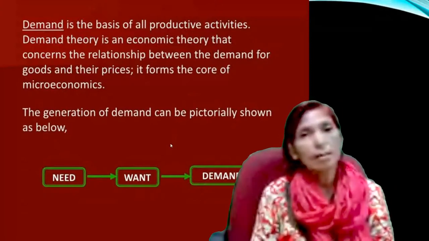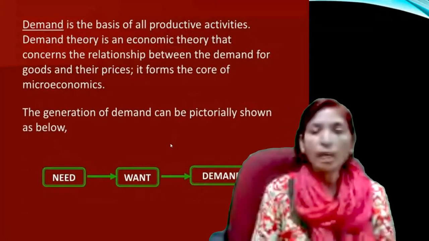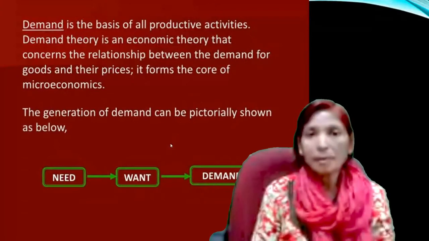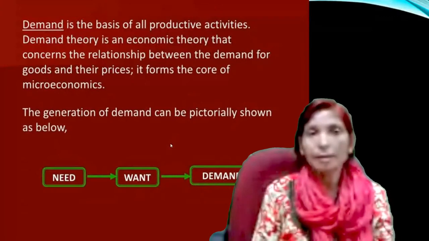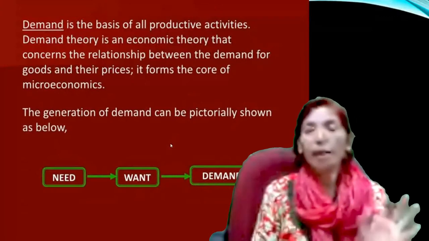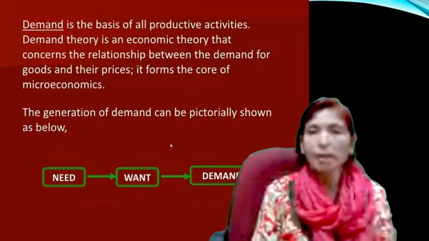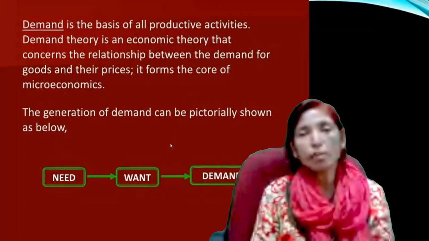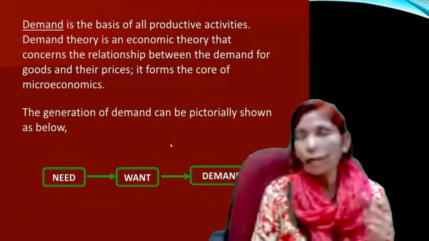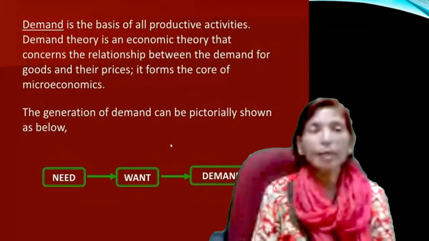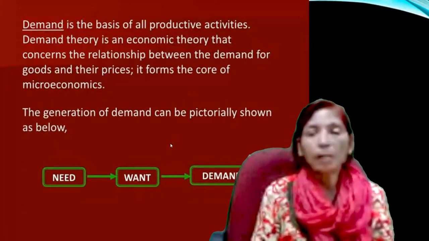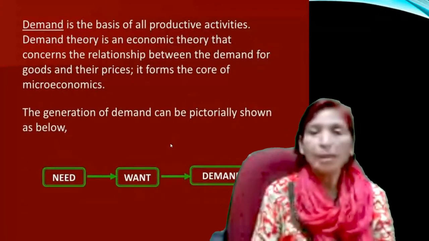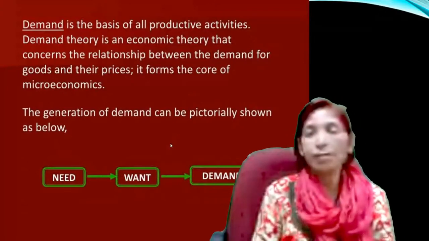And fourth is willingness to pay. Sometimes people have desire, and the commodity is also available in the market. People have money in their pockets, but they are not willing to pay. They are not interested in paying, not ready to pay the price for that commodity. Then the demand concept will not be fulfilled.